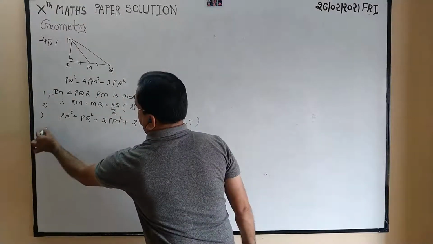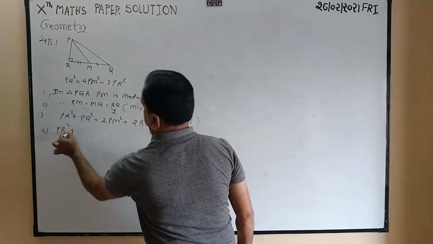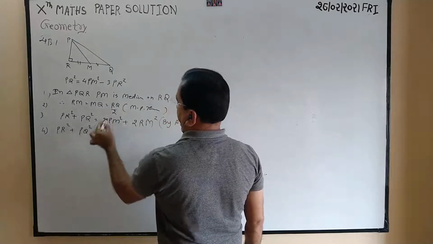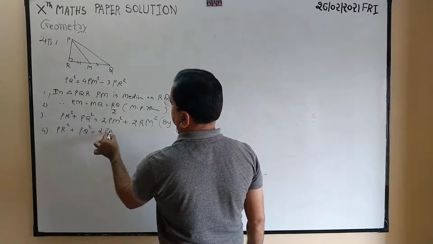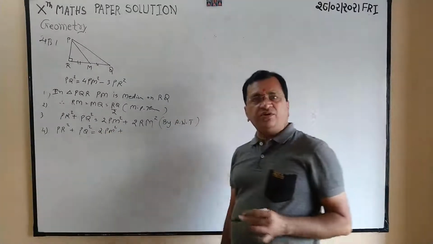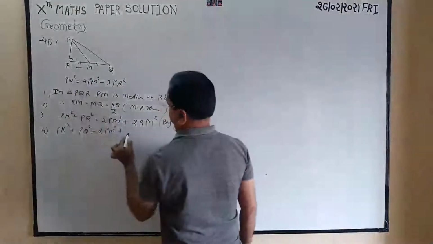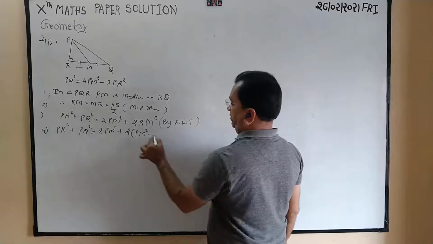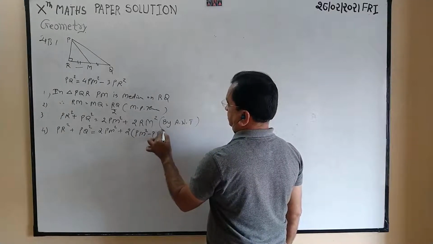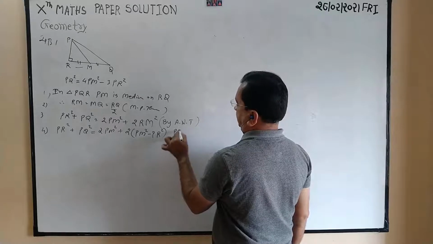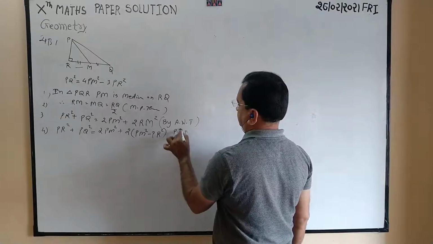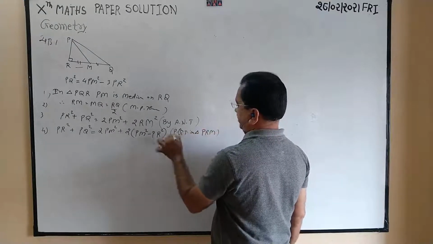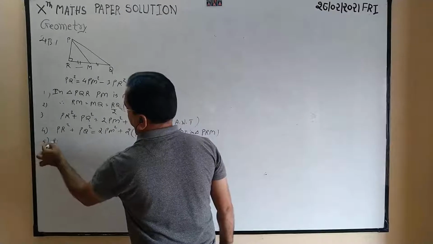PR we want, so write as it is. PQ also we want, write as it is. PM also we want, so write as it is. RM we don't want, so what is RM? RM square is equal to PM square minus PR square, Pythagoras theorem in triangle PRM. Substitution. Now just simplify.